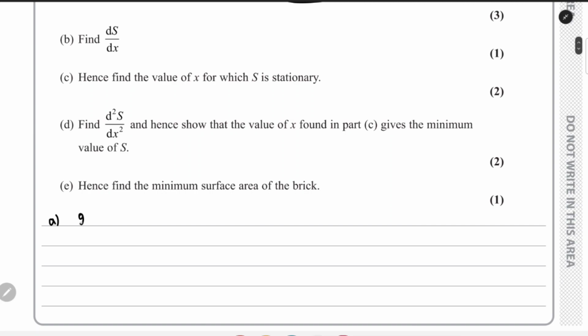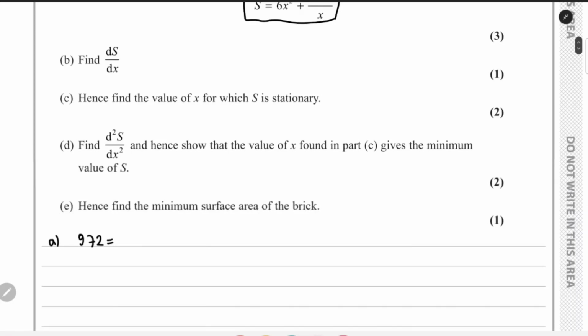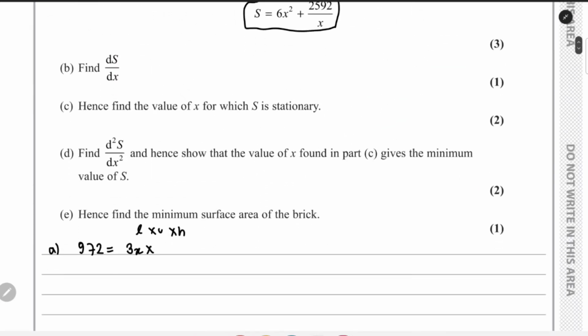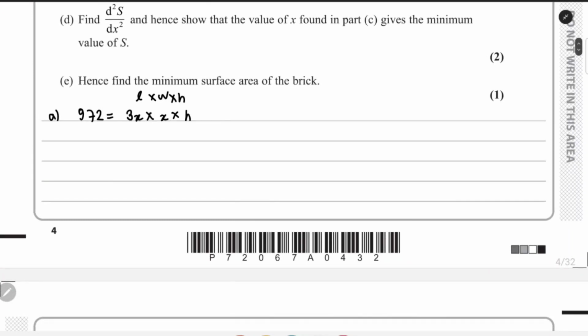So using the volume 972, we can find the height. The length is 3x. The volume is length times width times height. The width here is x centimeters and the height is unknown. The height in this case would be 972 divided by 3x times x, so 3x squared. This would come out to be 324 over x squared.